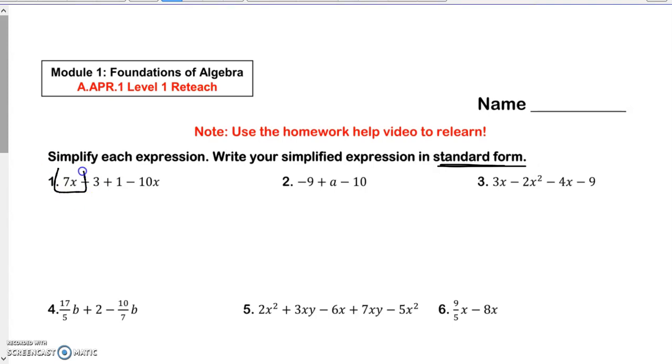So the first thing I need to know is I can combine these x's. 7 minus 10 is a minus 3x. I can also do the constants. I have a minus 3 and a 1, so that's going to get me a minus 2.